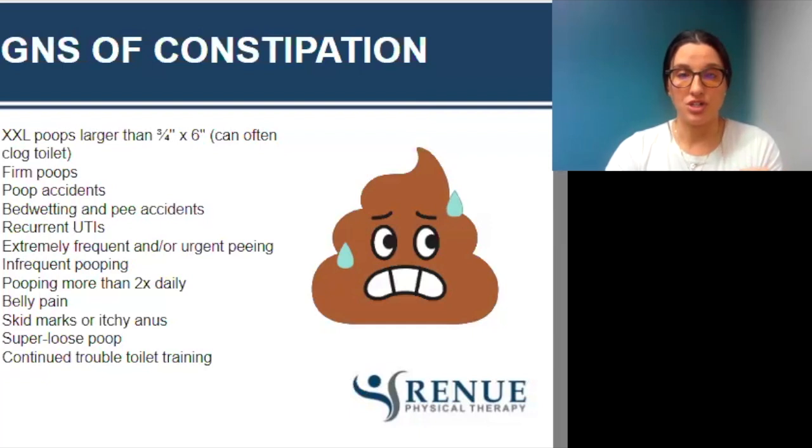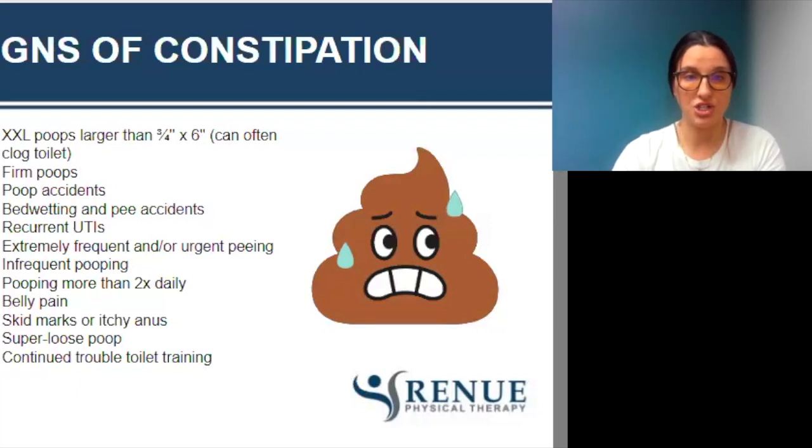Extremely frequent and/or urgent peeing, because if there's a lot of poop there, it can squish onto the bladder and cause nerve irritation. Infrequent pooping, so if they're not having a bowel movement every day or going a couple days, that's a sign. But then also, like we said, pooping more than 2 times daily, because it's showing that they're not getting complete evacuation. Belly pain, and constipation is actually the number one source of belly pain in kids.